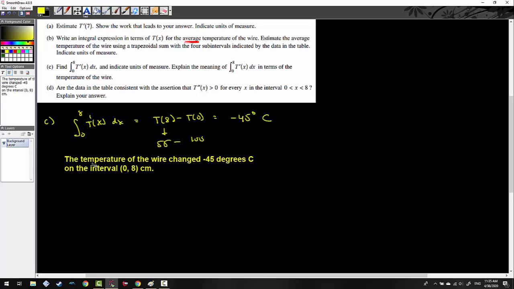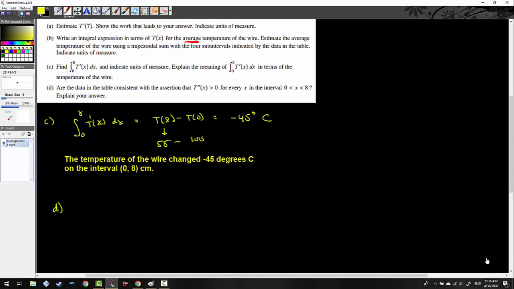And I think that's a pretty good interpretation right there. All right, let's take a look at D. It says, are the data in the table consistent with the assertion that T double prime of x is greater than 0 for every x in the interval 0 to 8? Explain your answer. Okay, let's take a look at this problem here.